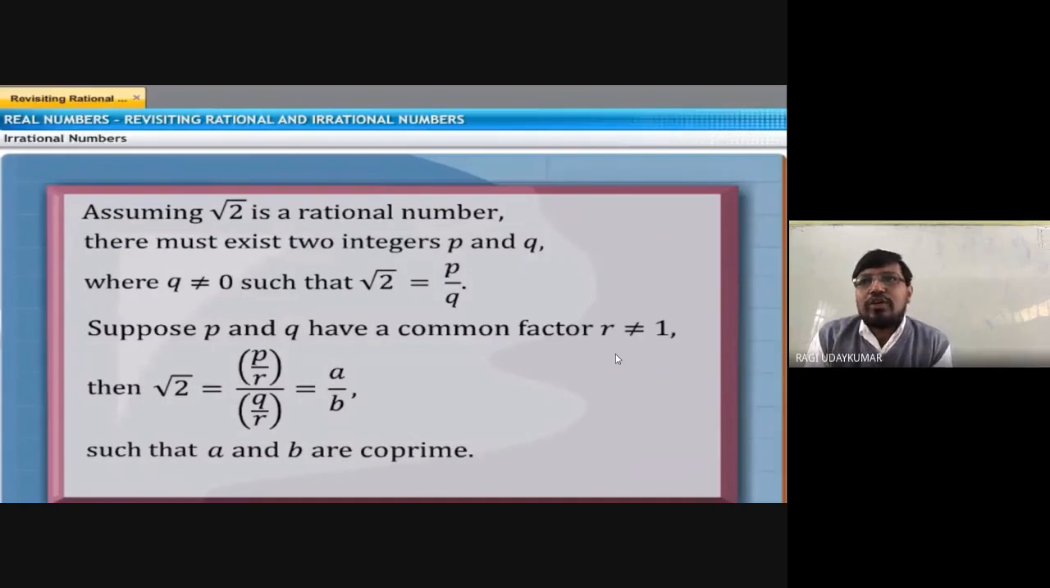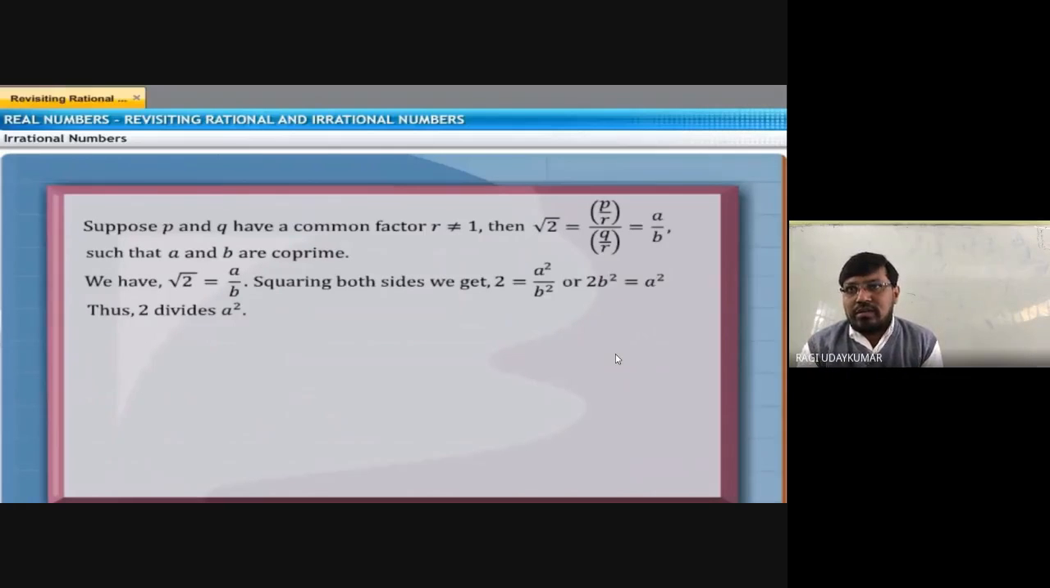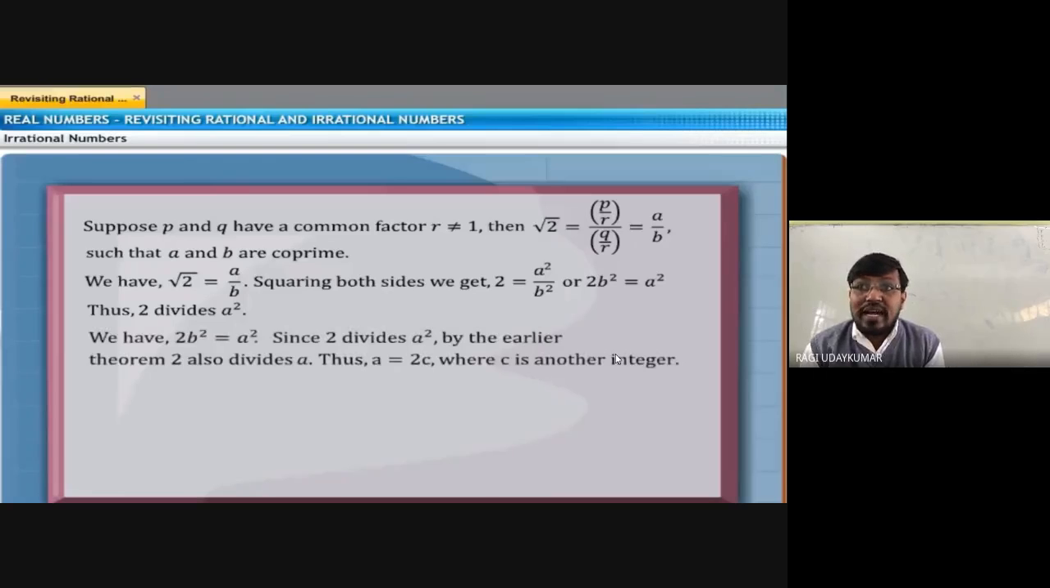Okay, we will consider that you are a rational number. That means root 2 can be written as p by q, and p and q have a common factor r. If they have any common factor r not equal to 1, and it is divided by that common factor, they can be expressed as co-primes. So it is expressed in a by b form, where a and b are co-primes. Co-primes are numbers that don't have any common factor. Squaring both sides, what do we get here? 2 is equal to a square by b square. We get 2b square is equal to a square. That means 2 divides a square, because 2 divides 2b square.